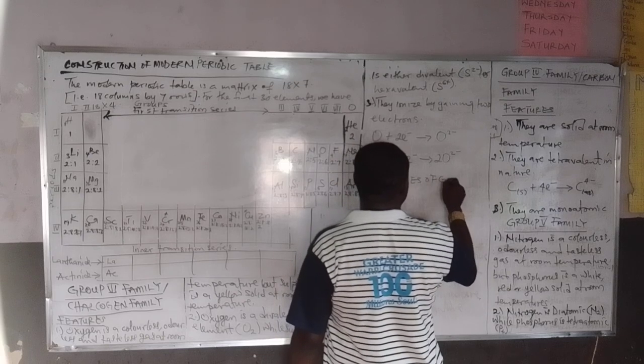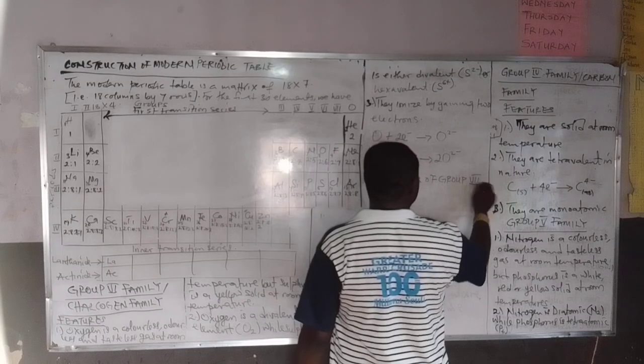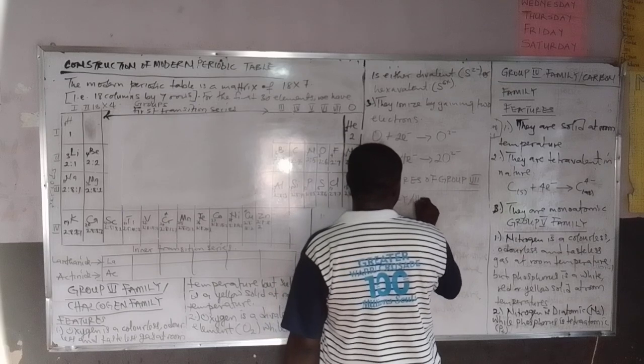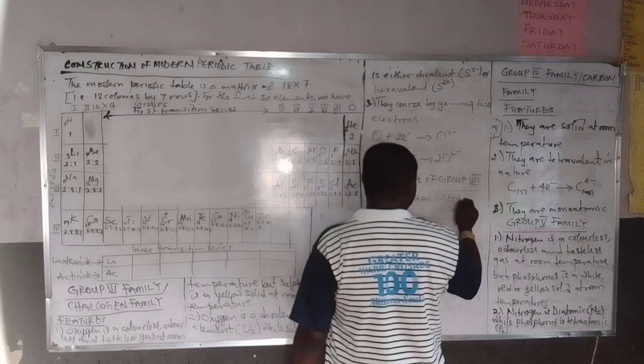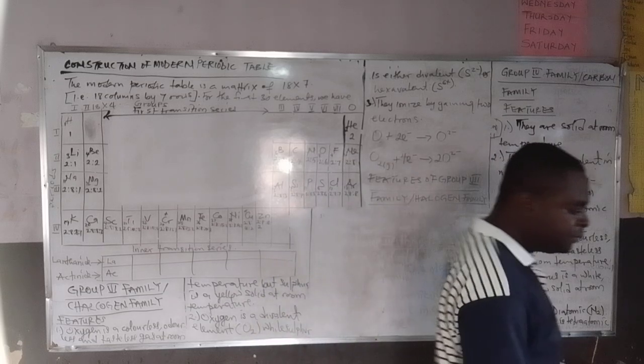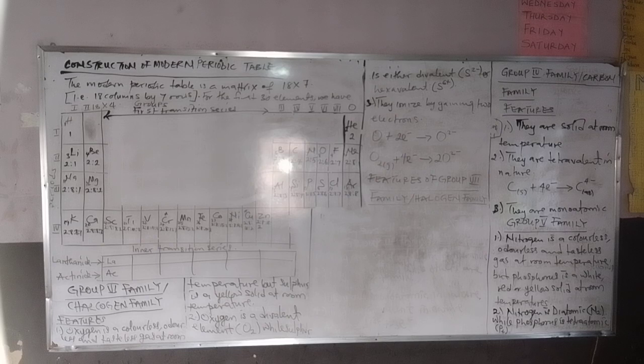Features of group 7 family. Group 7 family is also known as halogen family. If in an exam they ask you to give examples of halogen members, what will you say? Those members whose configuration ends in 7. Like you have seen there, you have fluorine, chlorine, and some other members like bromine, iodine, astatine.